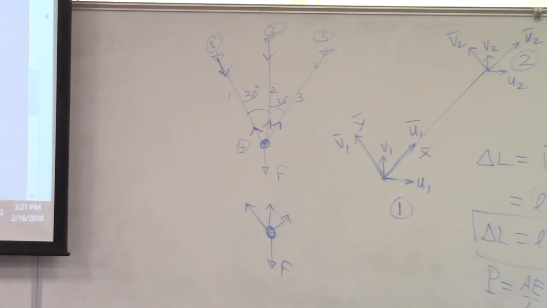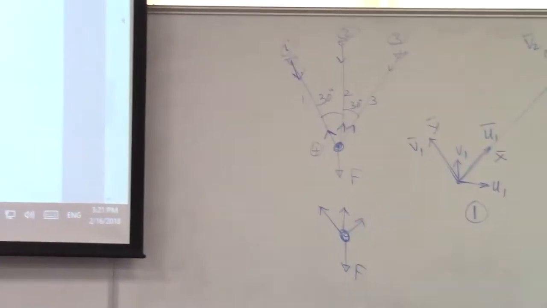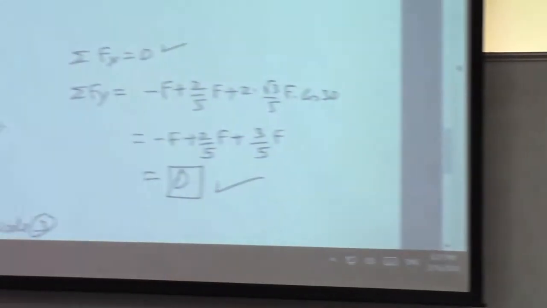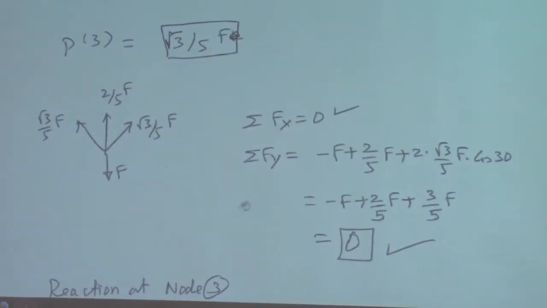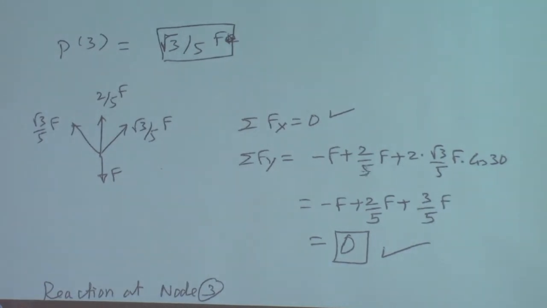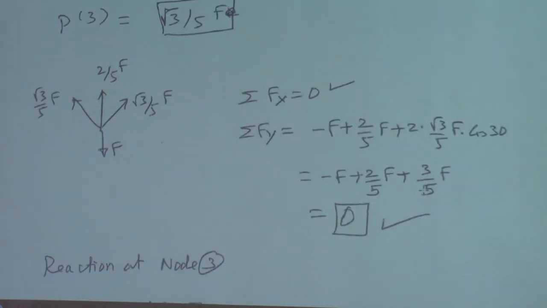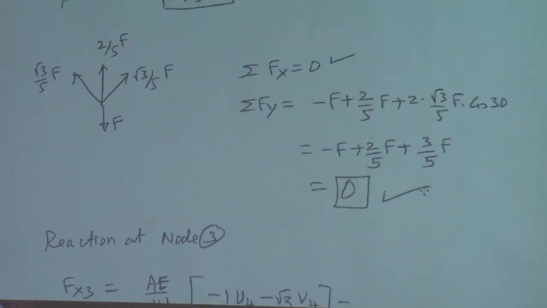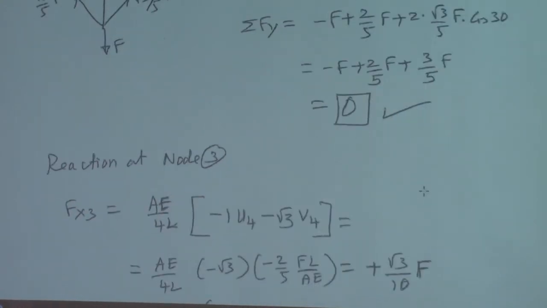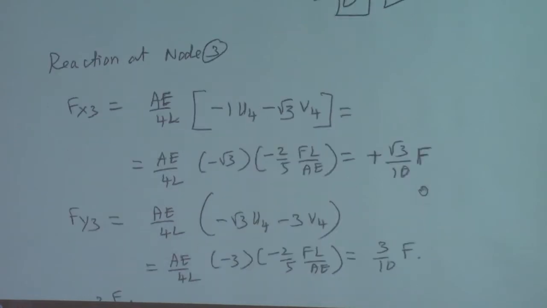The sum of the X forces is zero because of symmetry. Then I did the sum of the Y forces: minus F is coming down, 2/5 of F is going up, then there are components of the two inclined forces. I'm very happy they all balance. Everything is going very well in this world. Looks like everything is fine.